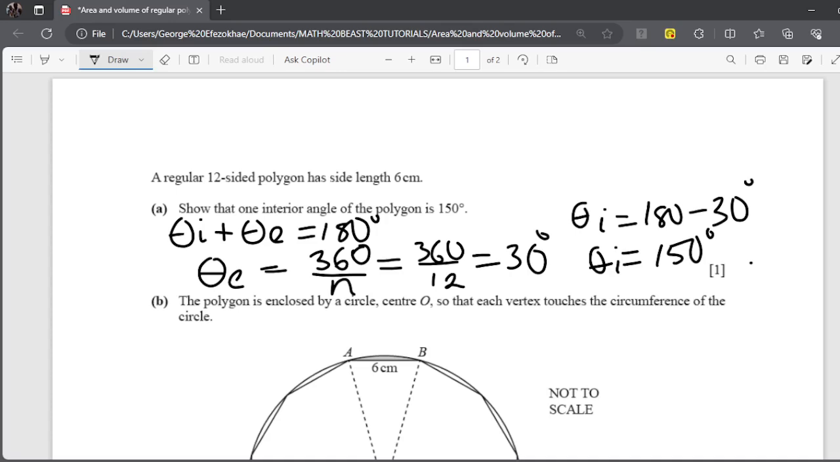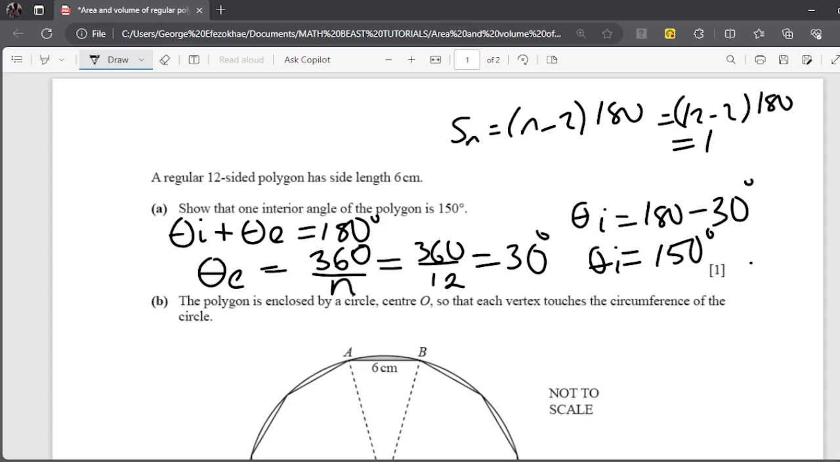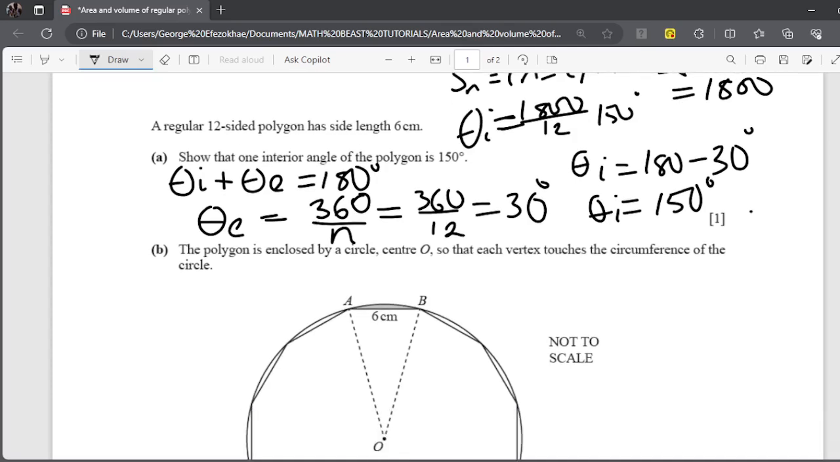We can also find the sum of the interior angles by saying the sum is equal to n minus 2 times 180. So from there you are going to get 12 minus 2 times 180, and whatever you get from there, that will be 1,800. Then you divide that 1,800 by 12 to get 150 degrees. Whichever floats your boat, you can use the first method or the second method. It all depends on your choice, and you get the same answer. Now, that solves the first part of the question.